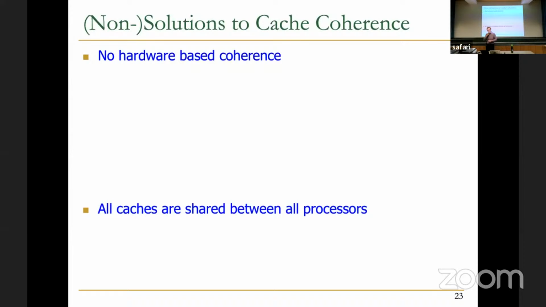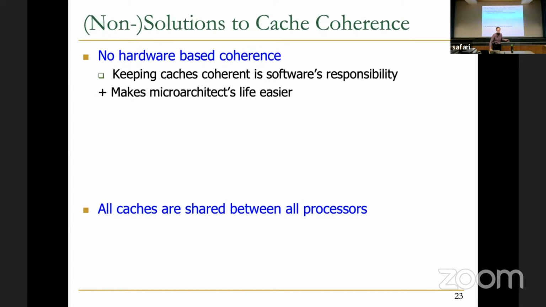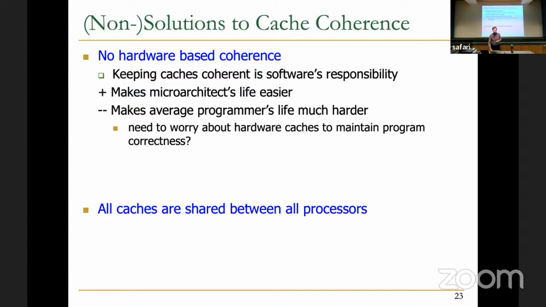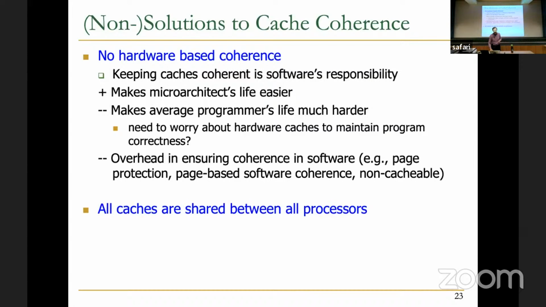Okay, before we go into more complicated protocols, let's talk about these non-solutions. I will assume that these are non-solutions. If you don't have hardware coherence, as we discussed, the microarchitect's life is easier, but average programmers' and even sophisticated programmers' life becomes much harder. We already discussed this, and you also have a lot of overhead. Even if you are a very smart programmer, you cannot get around the overhead issue because you need to do page protection, page-based software coherence, maybe use non-cacheable operations. All of these are very heavy-handed things.